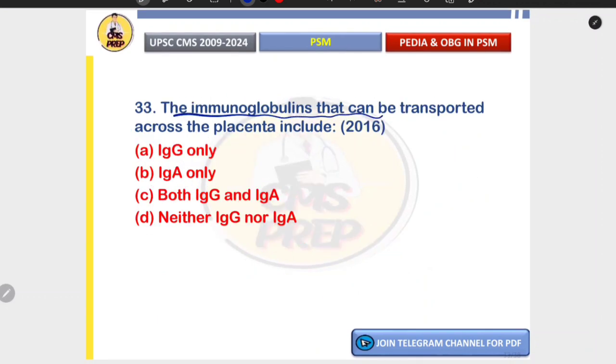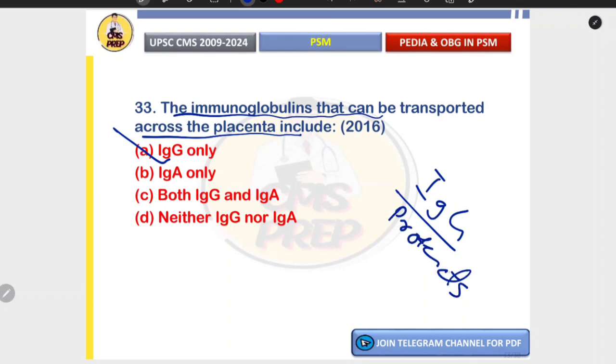The immunoglobulin that can be transported across the placenta include. So it is an easy question. The answer is IgG only. Why? Because IgG is the only antibody that crosses the placenta and protects the baby till their own immunity develops. IgA does not cross. It is mainly found in breast milk. Hence the correct option is A.